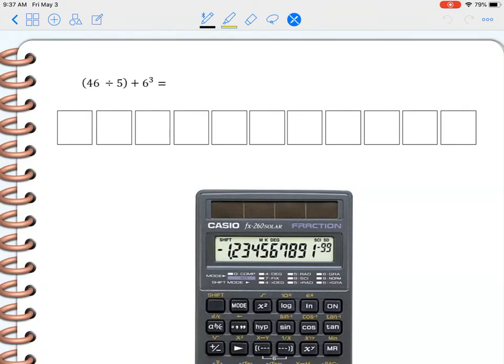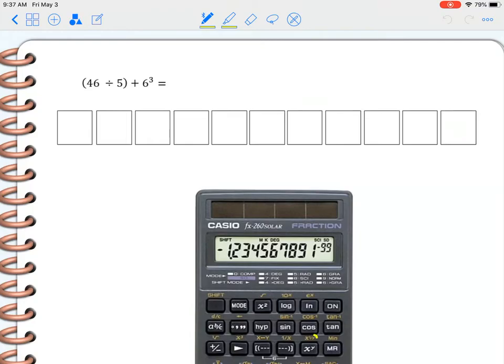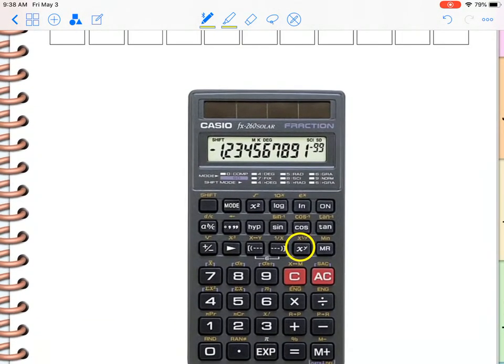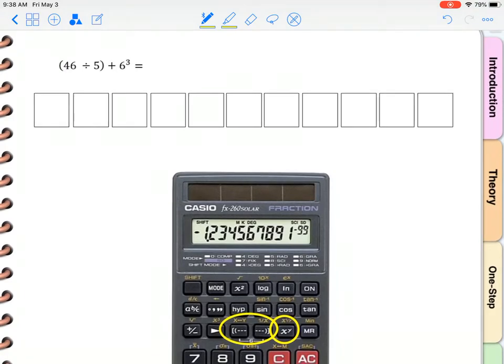Okay, this one involves parentheses and also exponents. So let me remind you, we've already covered the exponent key. That is right there. And the parentheses are right beside it. So we'll be using those and the exponent key. Also divide and add, and then the digit keys.